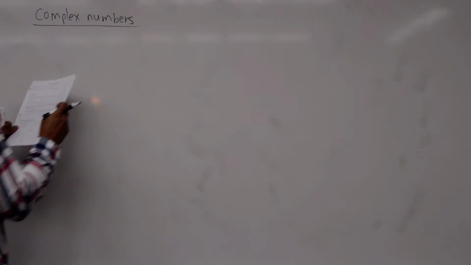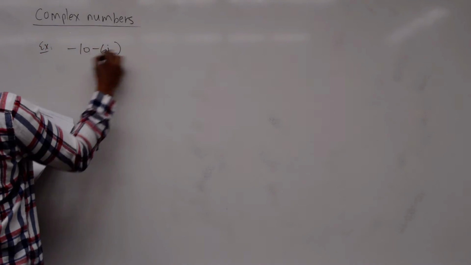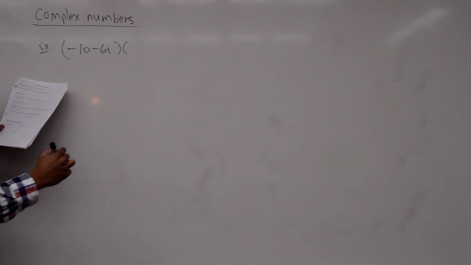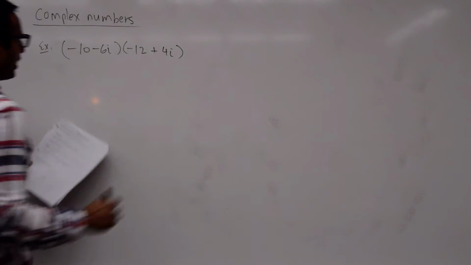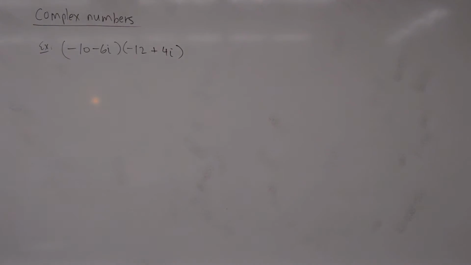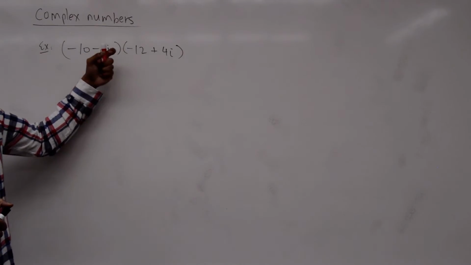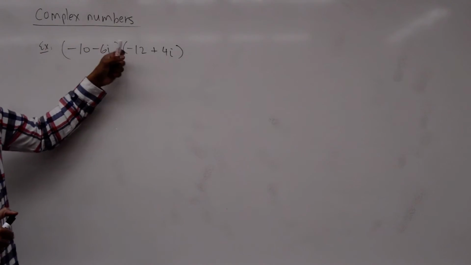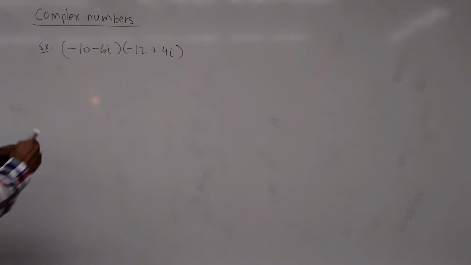Okay, so multiplication. We have negative 10 minus 6i, and we're going to multiply this by negative 12 plus 4i. Okay, how do we know it's multiplication? Because there's no operation in between. There's a plus sign, there's a minus sign. If you just have two parentheses that are side to side without an operation, it's multiplication.